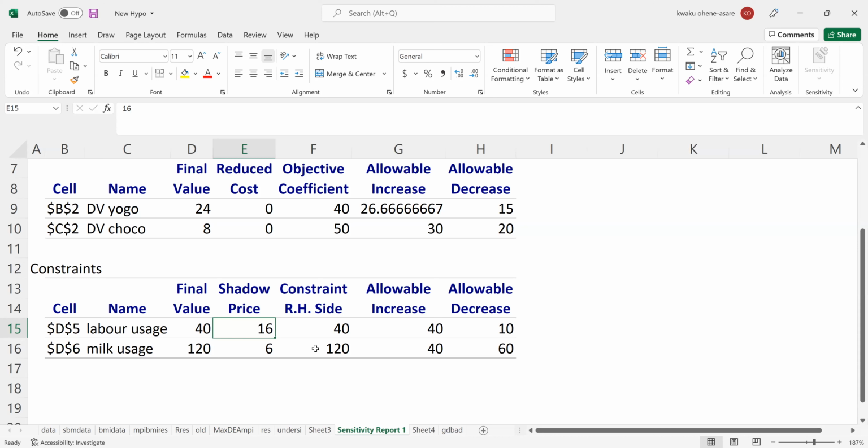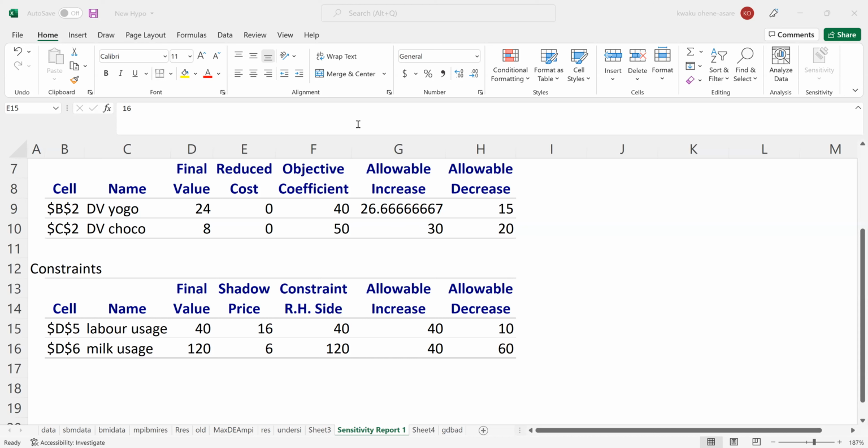The same way, if the gallons of milk increases from 120 to 122, I've changed it. How much profit do you think will increase? You can tell me. How much? Guys, follow me. Don't be sleeping. Follow me. Okay. Some of you are, yeah, Nana.